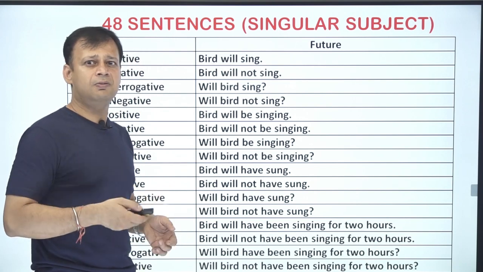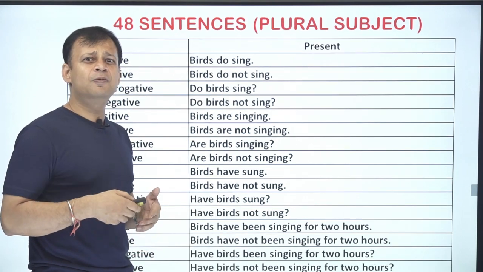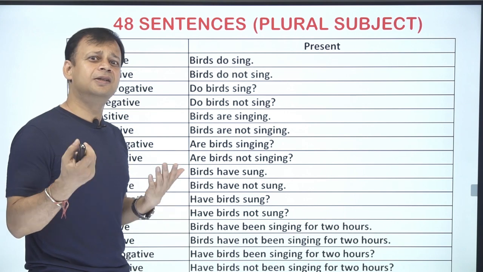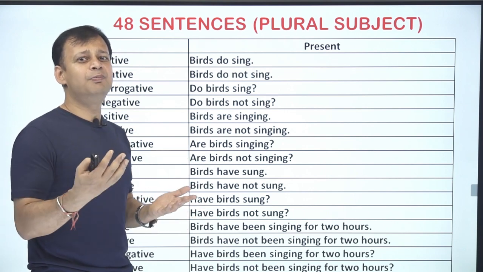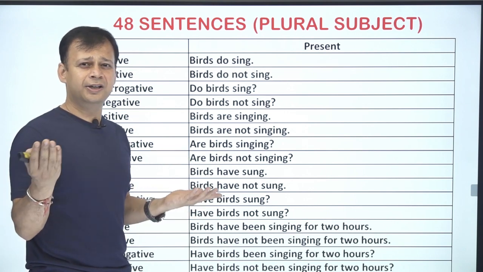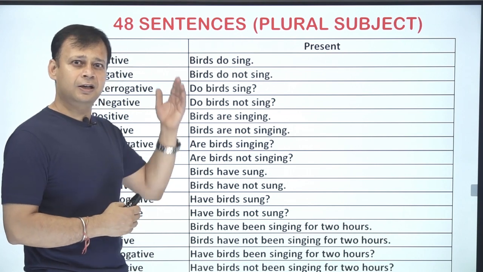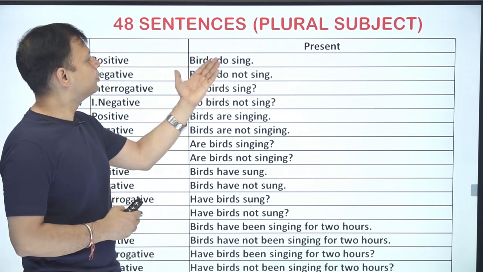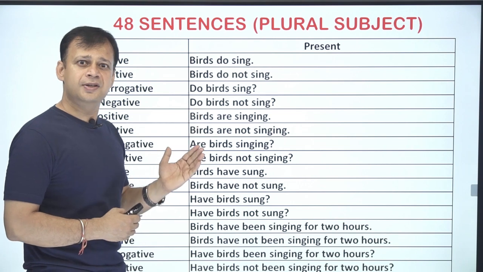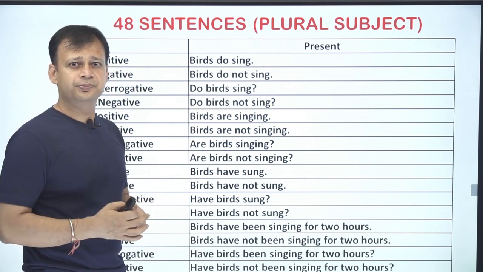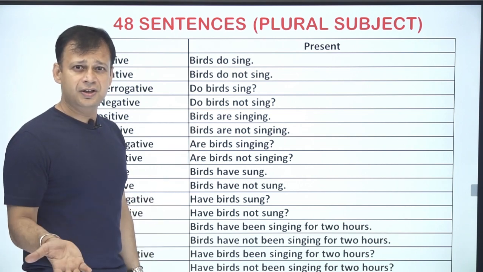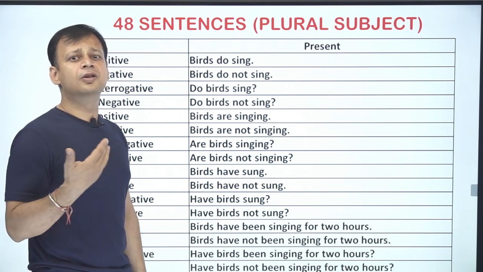We have seen all the structures of sentences. In case of plural, nothing changes. Only the subject and the helping verb and the main verb according to that is going to change. So we'll have a quick look at this. So birds do sing, birds do not sing. Do birds sing? Do birds not sing? Birds are singing, birds are not singing. Are birds singing? Are birds not singing?